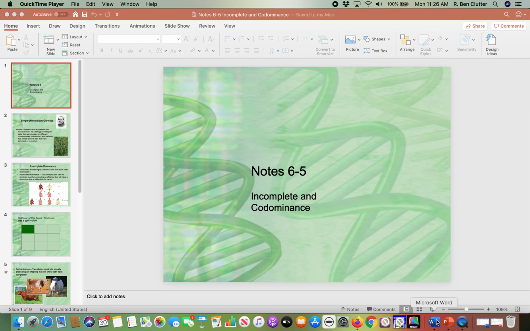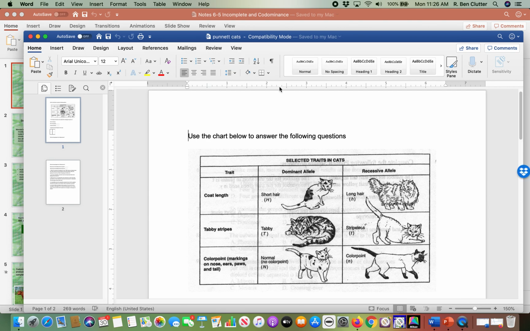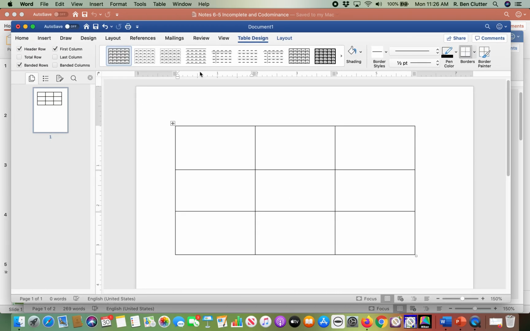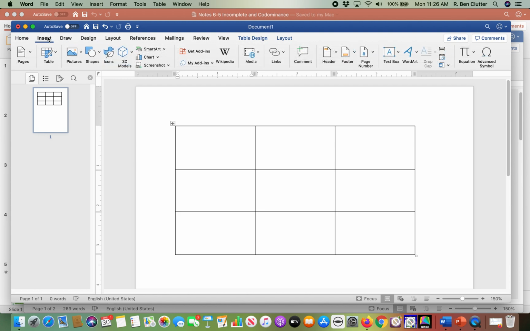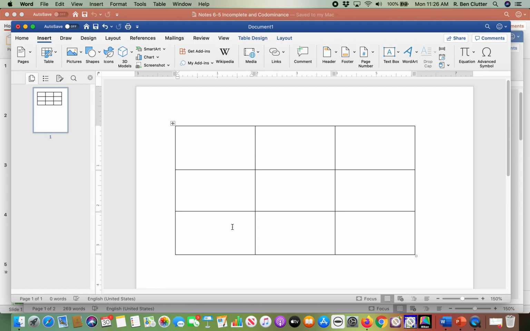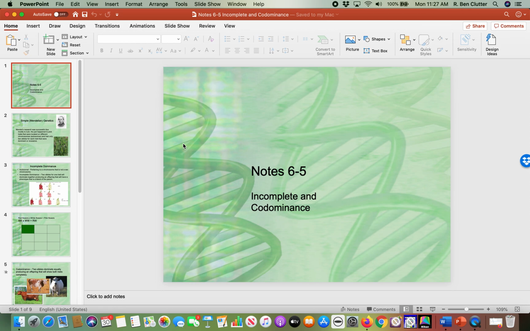I want to start off by going over the homework from yesterday. I have two different Word documents. Here's the one that's your actual homework, and then here's the other. If you want to submit your homework this way, I just go to Insert and Table, and then you select something like this, and it creates this table. You do have to stretch it down a little bit, but it is an easy way for you to show your Punnett squares. Okay, so let's go ahead and do the homework.